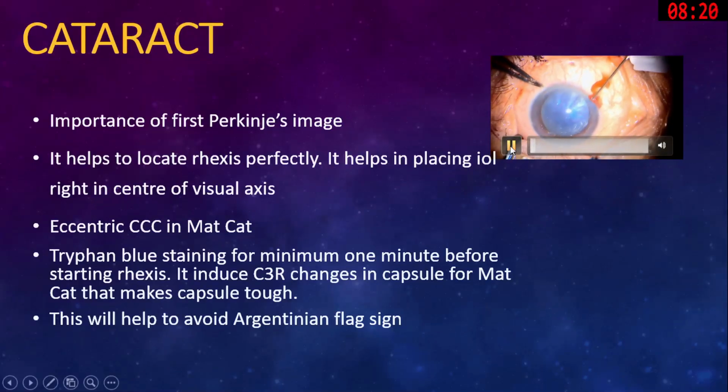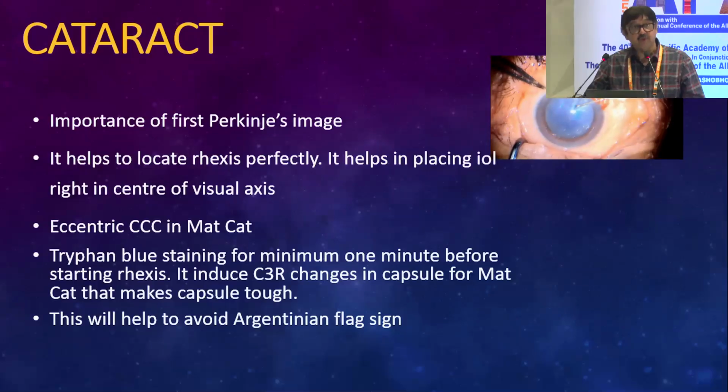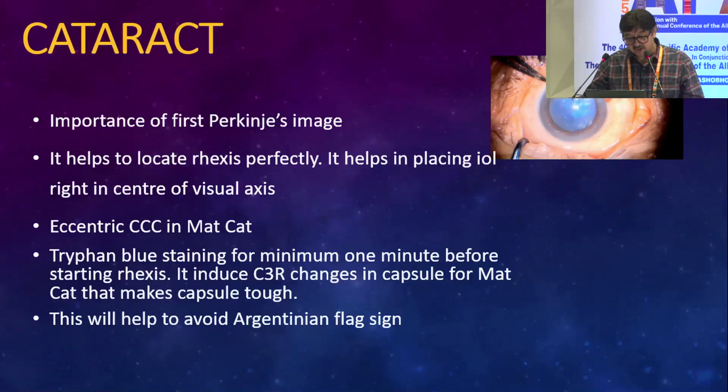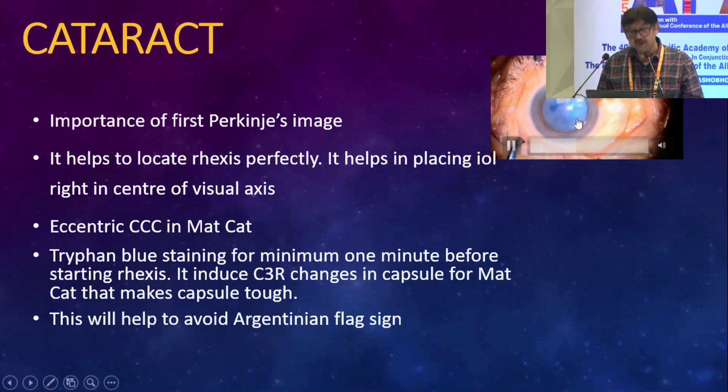Refined blue staining has to be there for a minimum of 1 minute before you start the rhexis. It induces changes on the capsule, especially in the mature cataract, and this helps to avoid the Argentinian flag sign. This is the way you start in the eccentric rhexis, it goes all around.